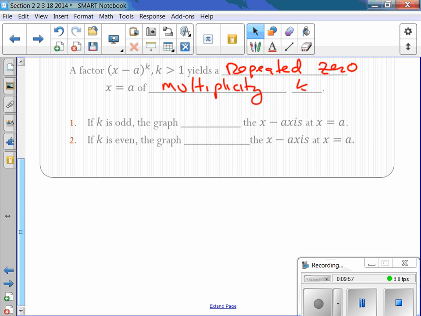But if k is odd, think about our f of x equals x cubed. It has a multiplicity at my origin, right? That's my x-intercept at 0, 0. It repeats itself 3 times. The graph is going to what? Cross the x-axis. Yes?